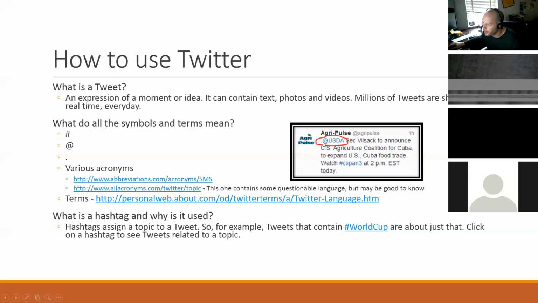So that period there basically says, okay, this is a tweet that I want to be public. Again, it's not really sending a private message. With a little bit of digging, people could see that. So I don't want you to think that if you just start off with a username here, it's going to be a private message.